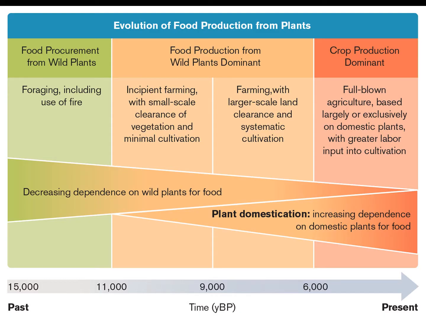So in essence, the pattern that we've seen at this 10,000-year mark is a decreasing dependence over time on wild plants for food, and an increasing dependence on domesticated plants, all the way up until today, in which we are fully committed and fully reliant upon domesticated plants for all of our food subsistence.